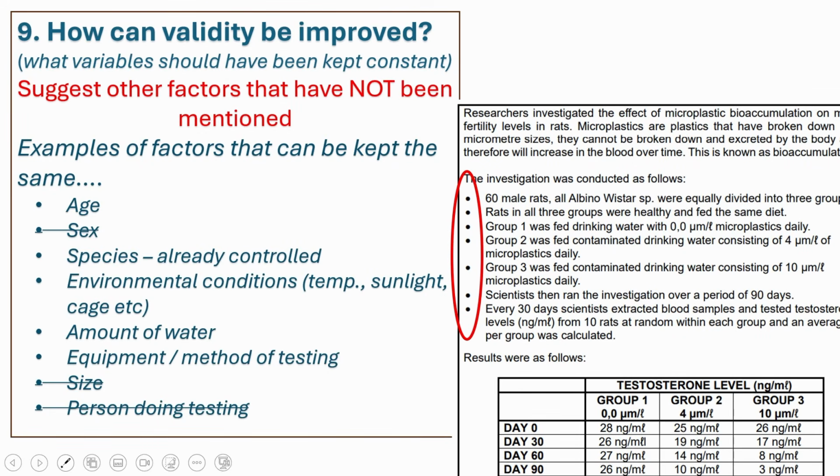Okay, so in this question, how can validity be improved? Firstly, we could have kept the age the same. We could have kept environmental factors such as temperature and cage size the same. We could have kept the amount of water the same. And we could have kept the equipment and the method of testing the same.